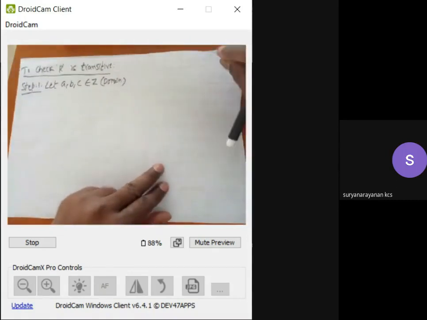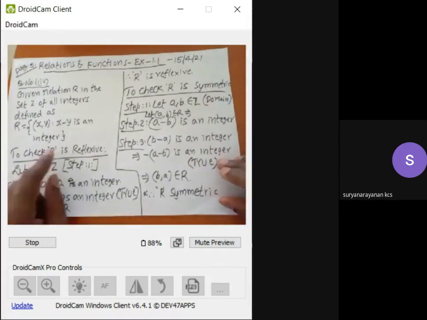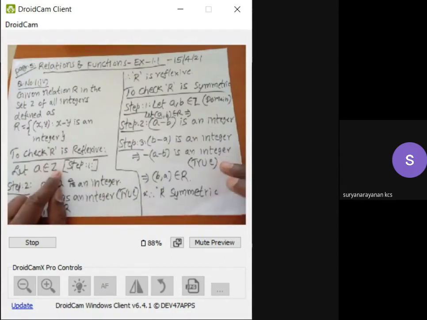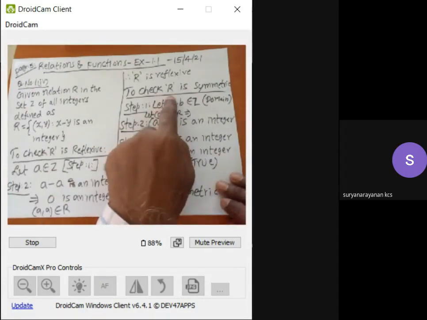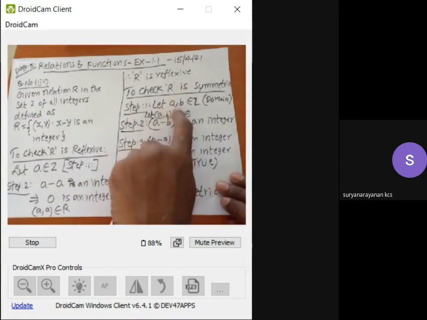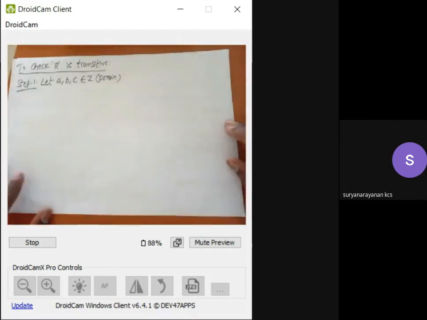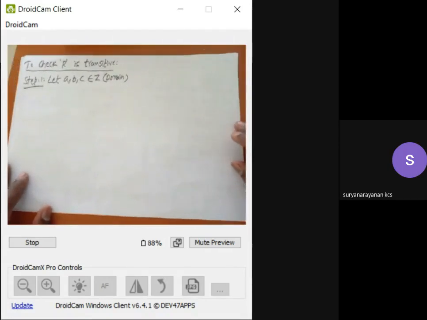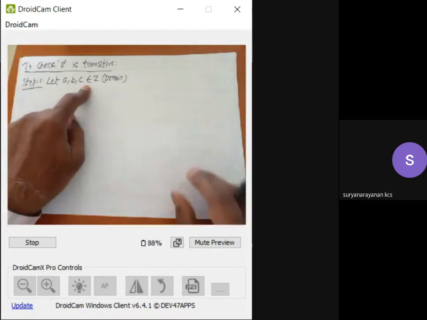Once, let us go back. In the case of verifying relation R is reflexive, we have chosen only one element from the domain. Okay, my dear children, remember these steps. In the case of verifying R is symmetric, we have chosen 2 arbitrary elements from the domain. Now to verify R is transitive, we have to choose 3 numbers from the domain.